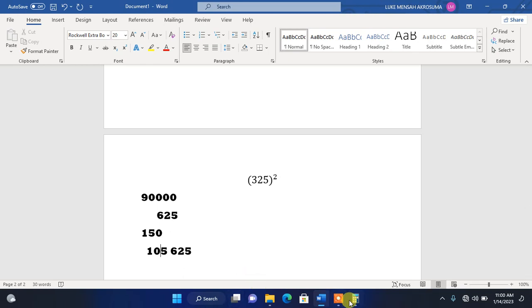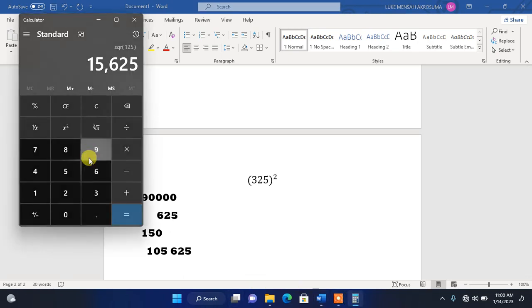Let's try to find the square using the calculator. 325 squared. Voila. That's the answer.